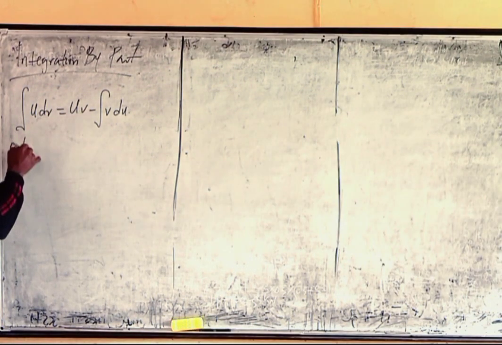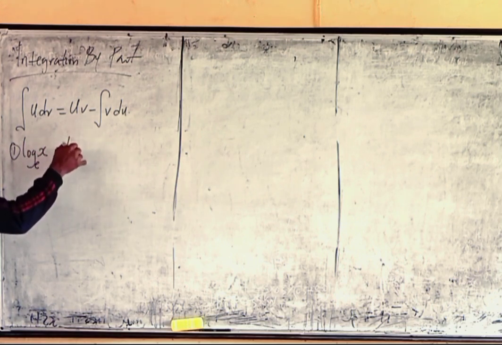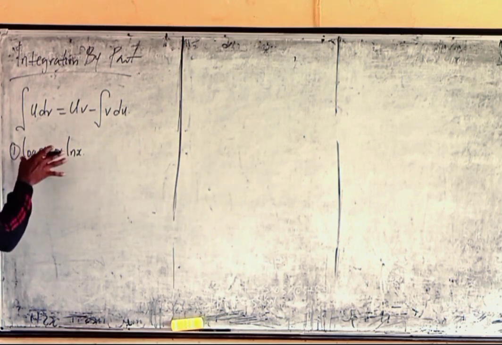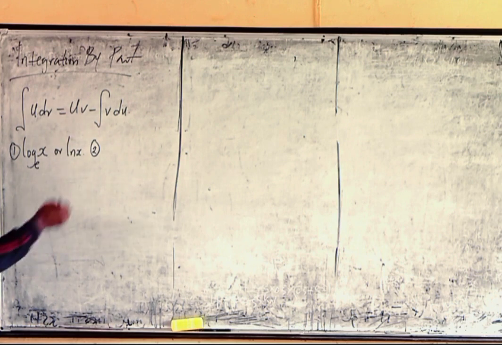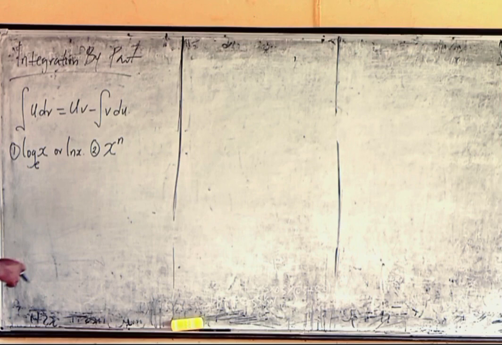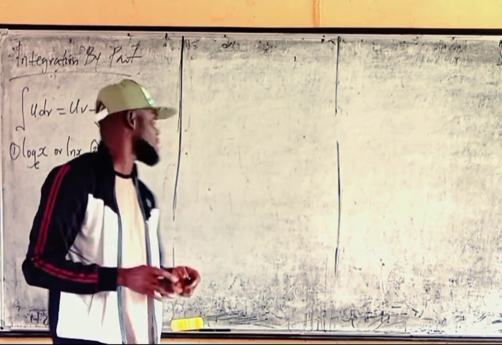Number one is a logarithm, the natural logarithm function, or you write it this way, ln x. These are the first functions you're going to take as u. Now, if these functions are not present in the question, number two, the next one you pick as u should be a polynomial function. That is the second function you can take as u.